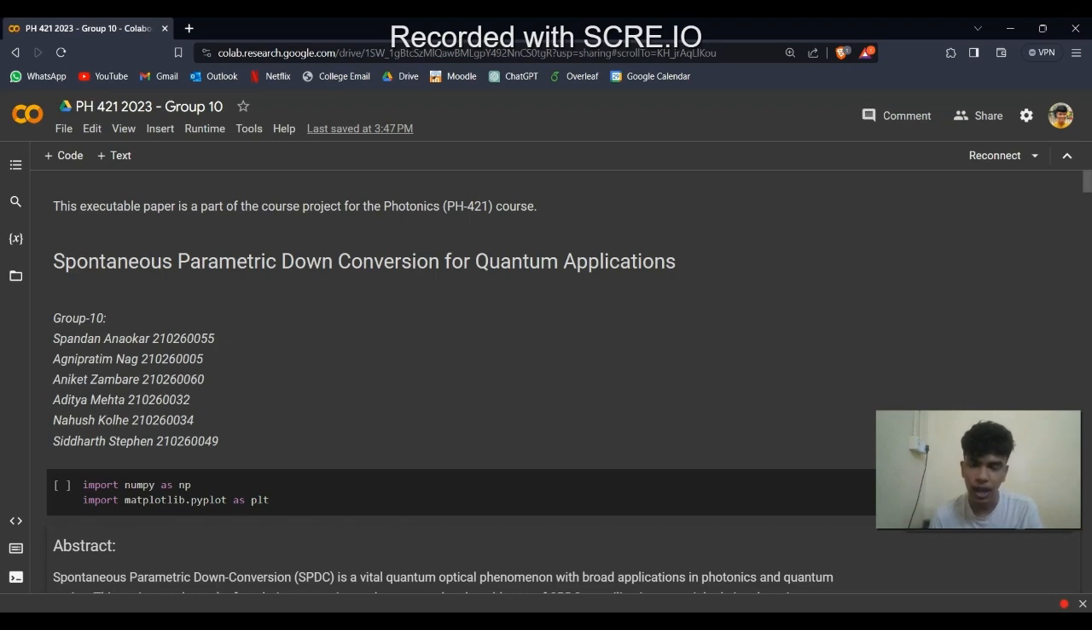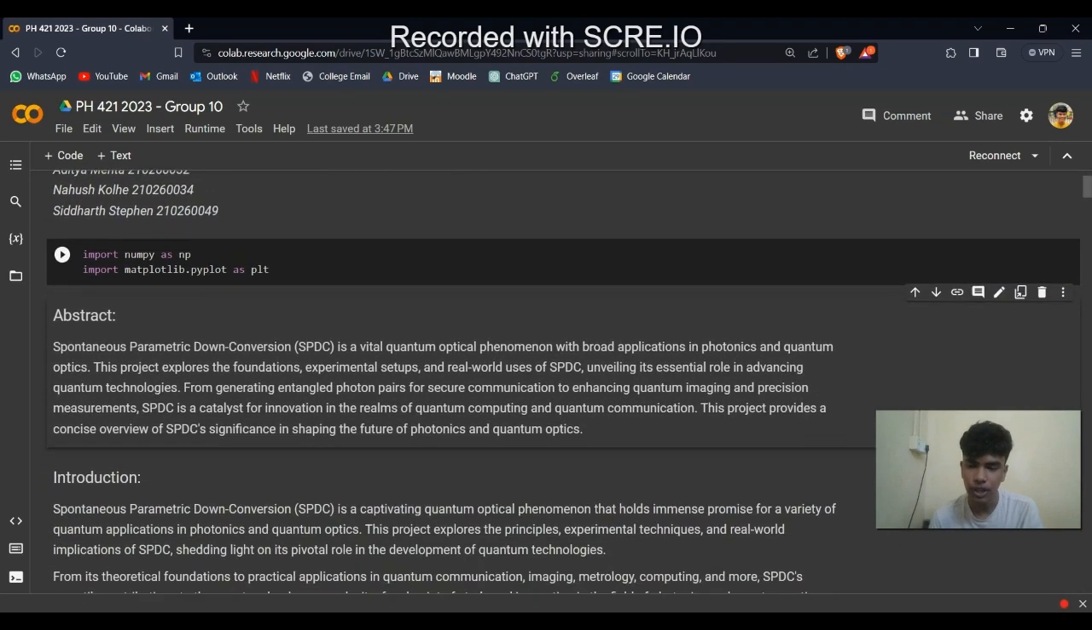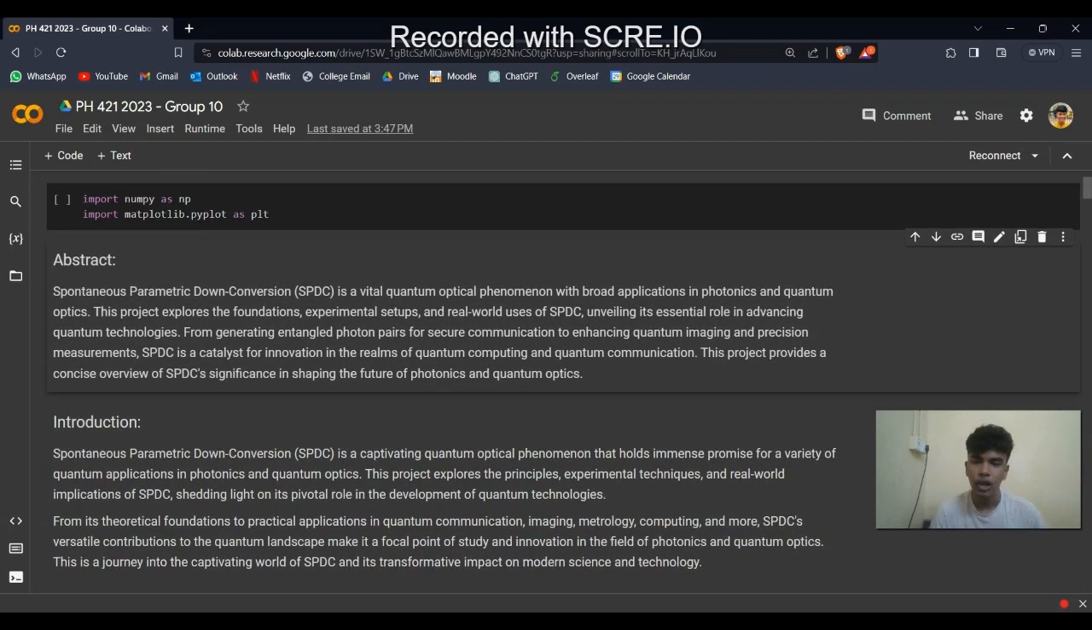Before we begin, let me give you a short introduction on our project. Spontaneous parametric down conversion is a vital quantum optical phenomenon with a lot of applications in different areas of quantum information and technology. It is a process that basically refers to the phenomenon where we have an omega 3 photon spontaneously break down into two constituent omega 1 and omega 2 photons.